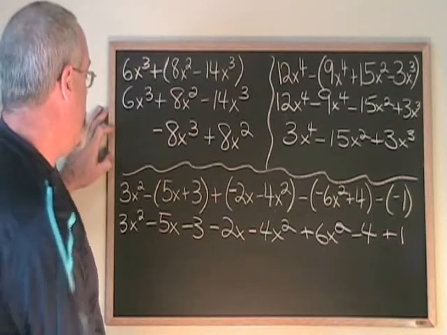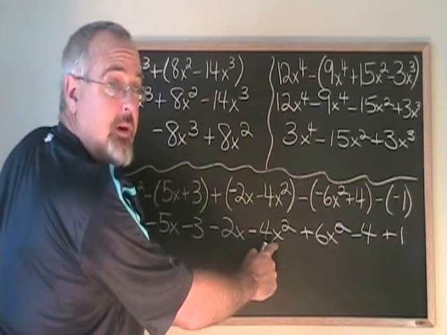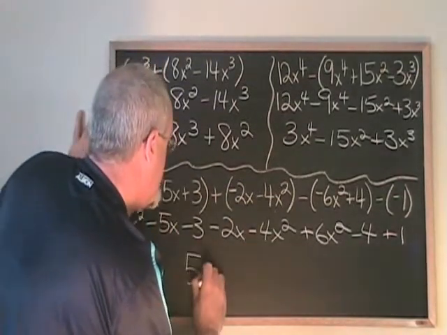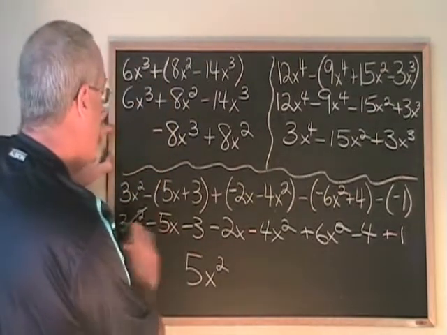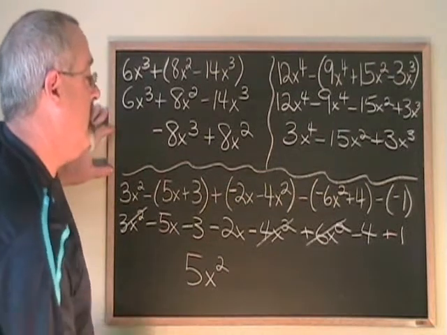For the x squared terms, we have 3x squared minus 4x squared, which is negative 1x squared, plus 6x squared is equal to positive 5x squared. And we can cross out the x squared terms so that we don't get mixed up with them later.